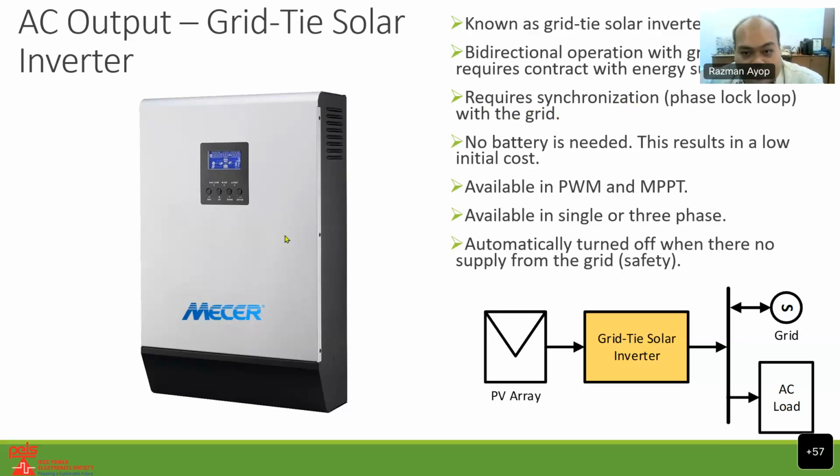For this system, you don't need the battery. As a result, you have a low initial cost. It is also available in PWM and MPPT, and in single and three phase. The disadvantage of the system is when the grid is turned off. When the grid is turned off, this system is also turned off. So if the grid shuts down, your PV cannot operate. That is the limitation of the GridTie solar inverter.